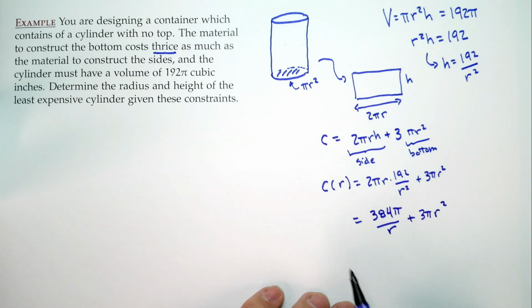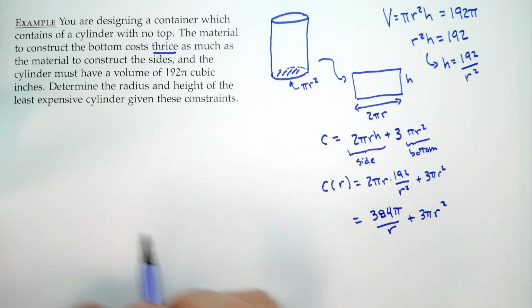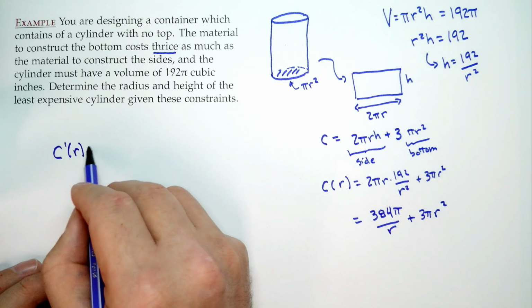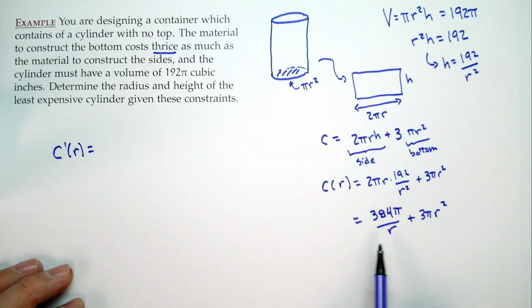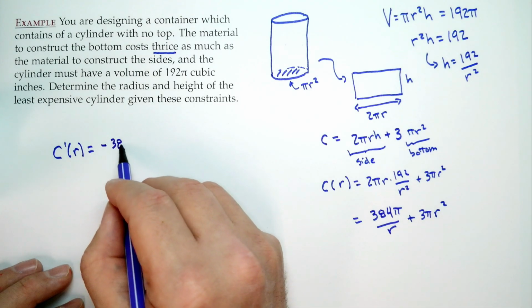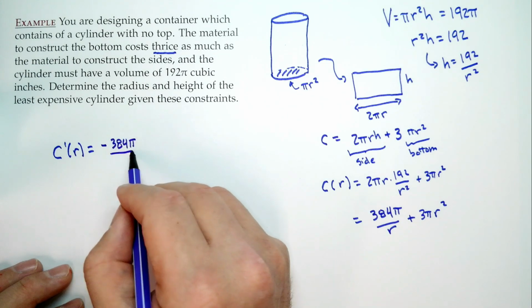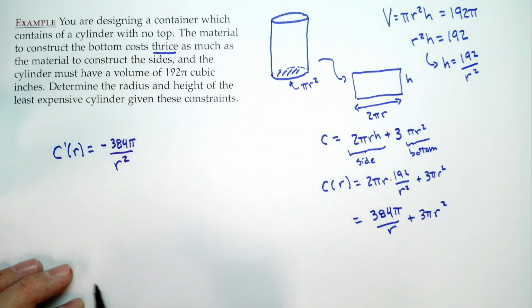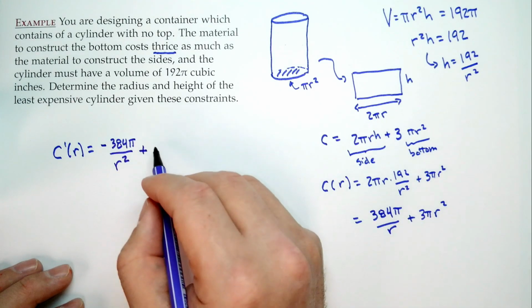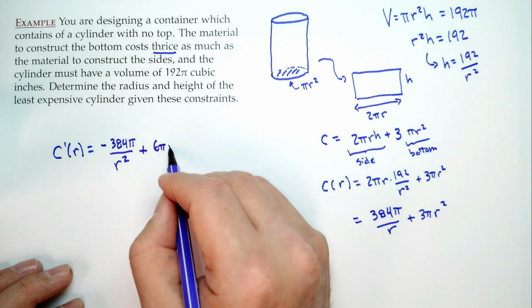So let's take our cost function. Now it's a function of a single variable. So we take our derivative. Well, I haven't used a lot of space over here, so let's go ahead and use it. So we're going to have the derivative here. Think of this as r to the negative 1. So the negative 1 comes down, so that's negative 384 pi, r to the negative 2, which we can write as over r squared. Plus, here the 2 comes down, we'll get 6 pi times r.